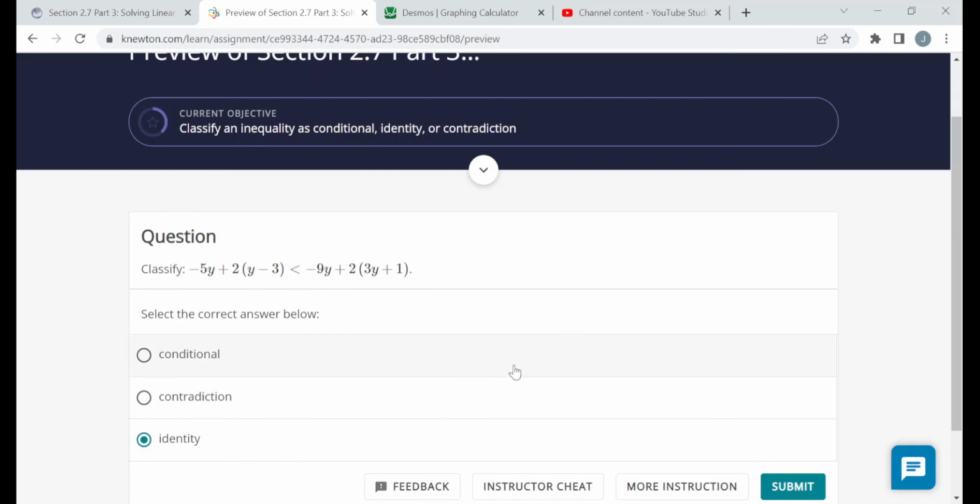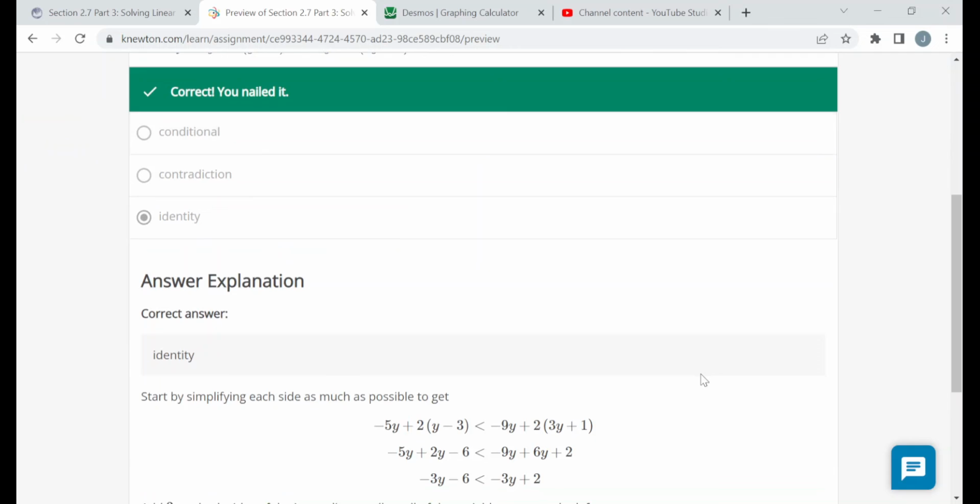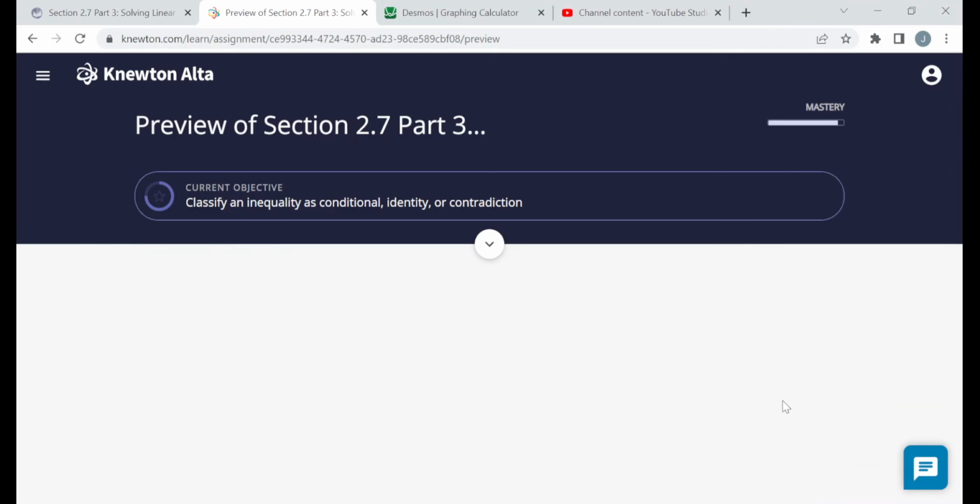This is an identity. If you tried solving, you'd end up with negative 6 is less than 2, which is going to be true. That is a true statement, and it's true no matter what you plug in for y. So all real numbers are solutions. This is an identity. All right. Great. Moving on.